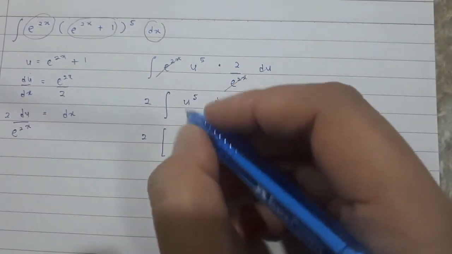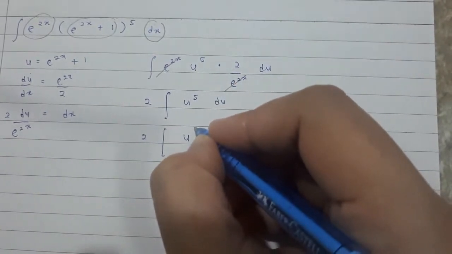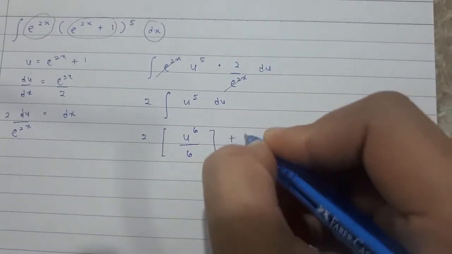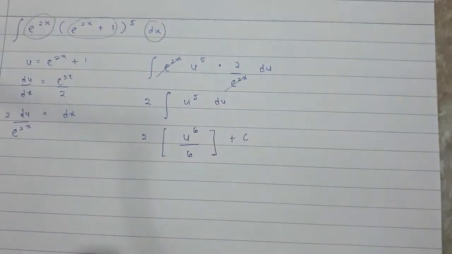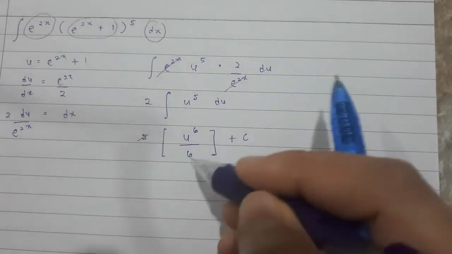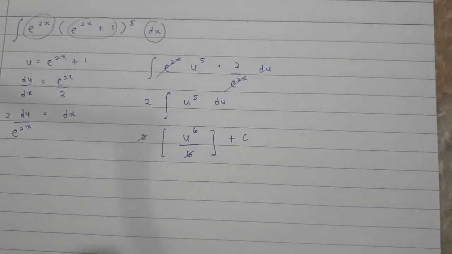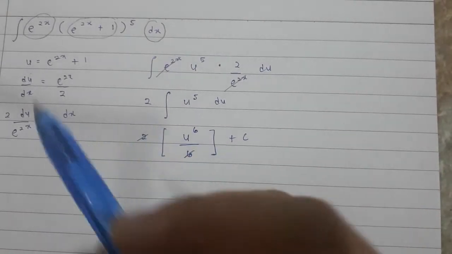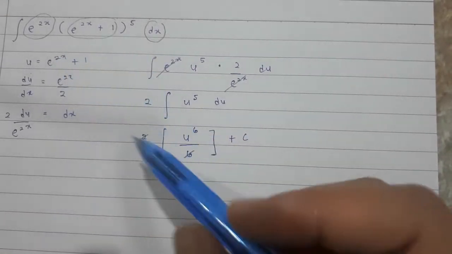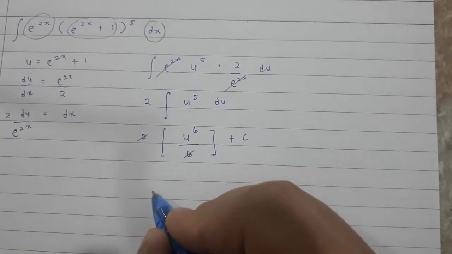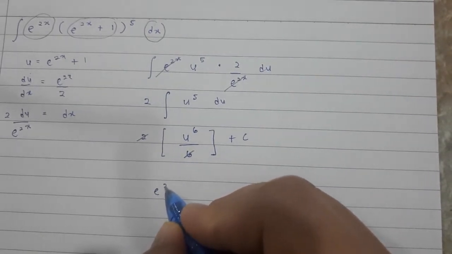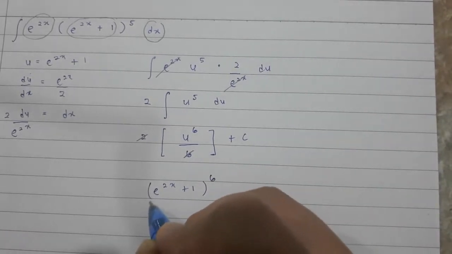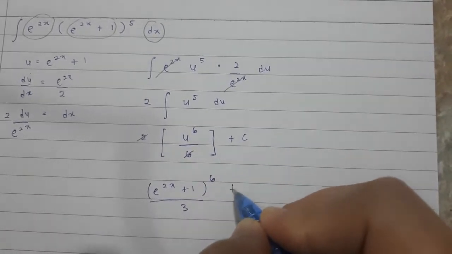Integrate u power 5. Okay, u power 6 over 6 plus c. We can simplify 2 over 6. And then as for the final answer, do not forget to replace u by the original. So e to the x plus 1, power 6, over 3 plus c.